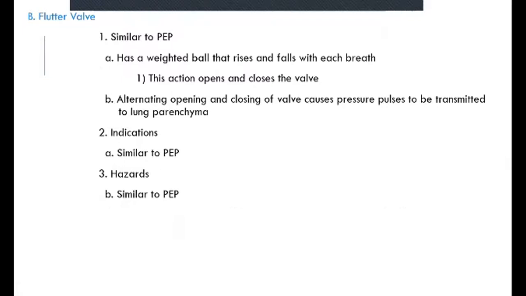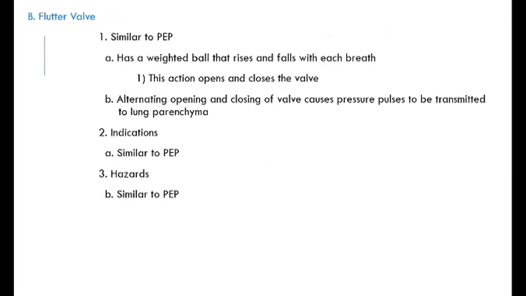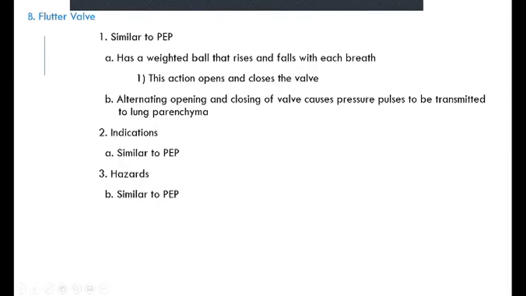Flutter valve. The flutter valve was the first one I showed you, the little white one. It's similar to PEP. It has a weighted ball that rises and falls with each breath. This action opens and closes a little valve inside, and the alternating opening and closing of this valve causes those pulses to be transmitted to the lung parenchyma, the alveoli. So that's the shake, shake, shake. You blow into the flutter valve and that little ball inside rises and falls. Indications are the same as PEP. Hazards are the same as PEP. Same stuff, just a different way.